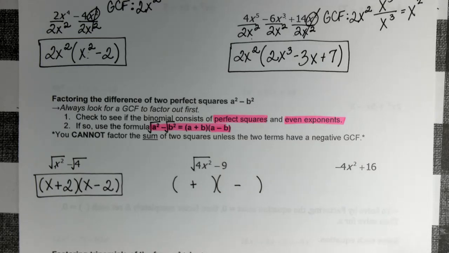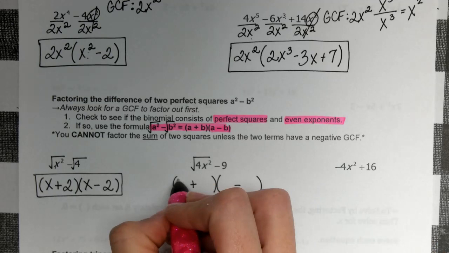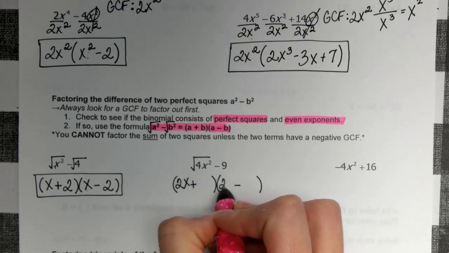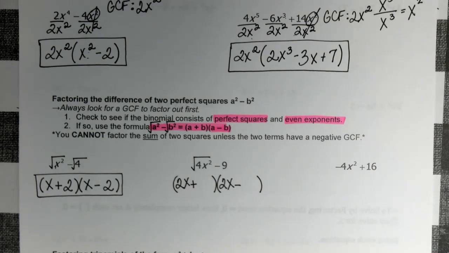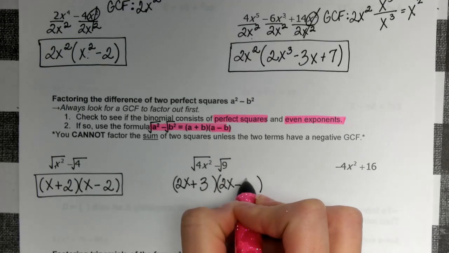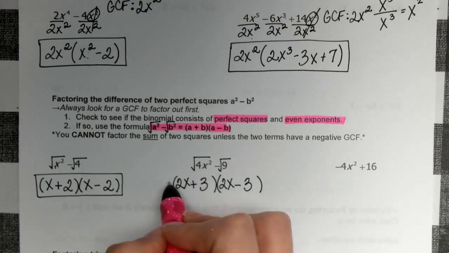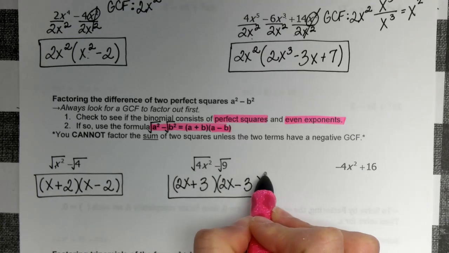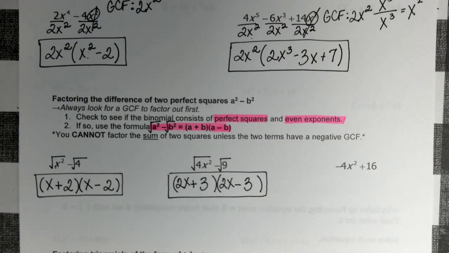Square root of 4 is 2. X squared splits x and x. So I've got 2x as the first term in both sets of parentheses. And then the square root of 9 is 3. So I get 2x plus 3, 2x minus 3. They should be the exact same thing. One's a plus, one's a minus.